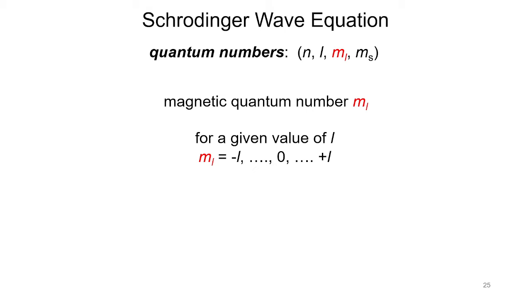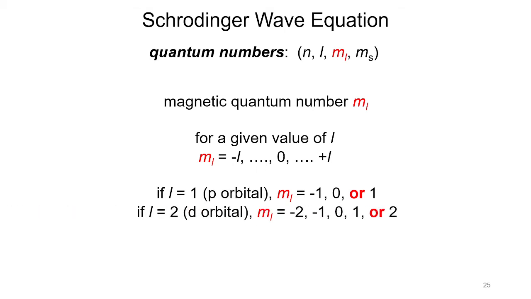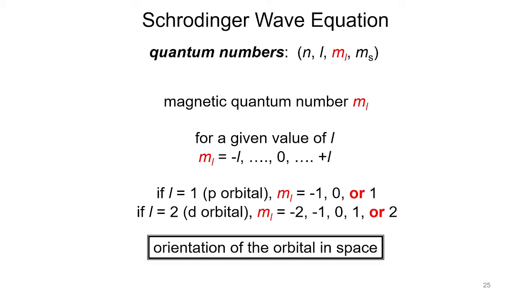For L equals 1, or the p orbital, there can be negative 1, 0, or 1 for m sub L. For the second L, or the d orbital, we have negative 2, negative 1, 0, 1, or 2. The magnetic quantum number just talks about the orientation of the orbital in space.